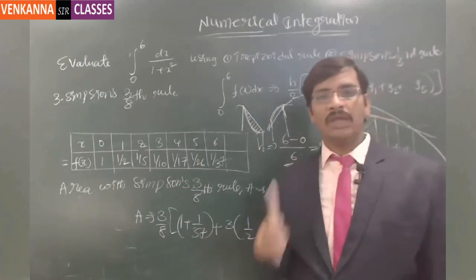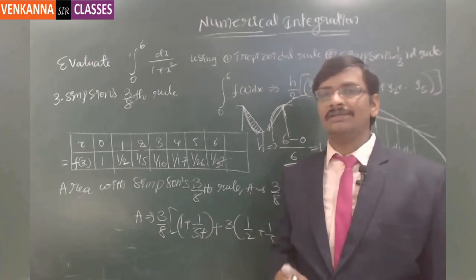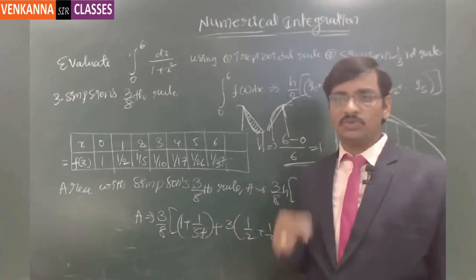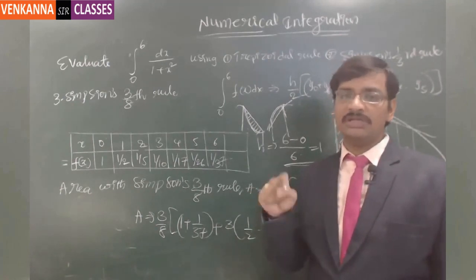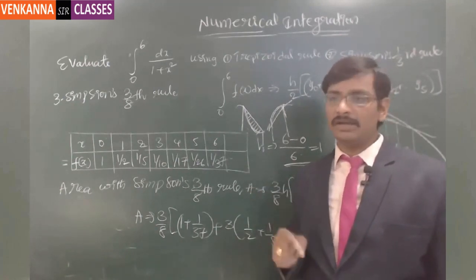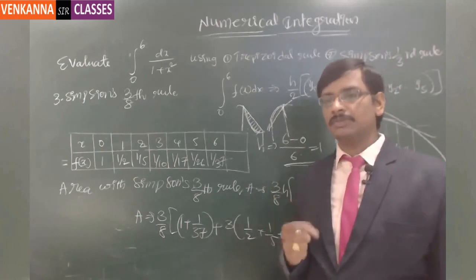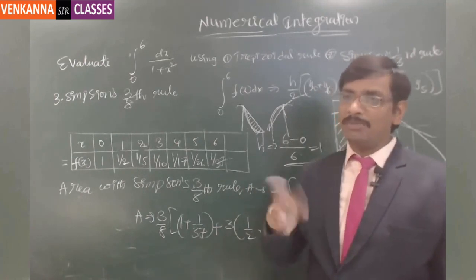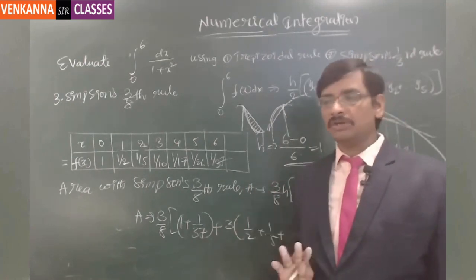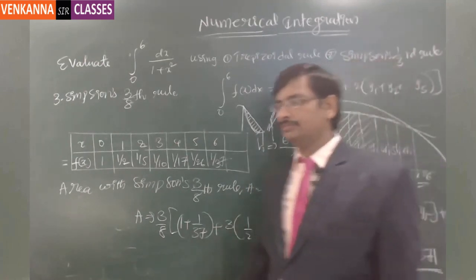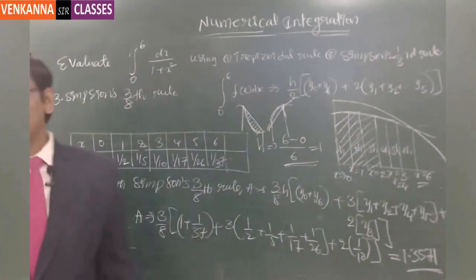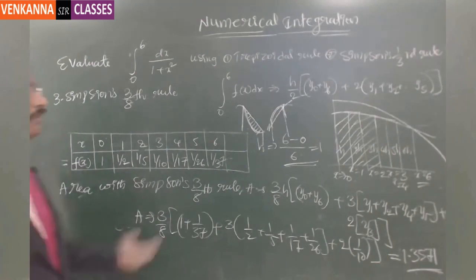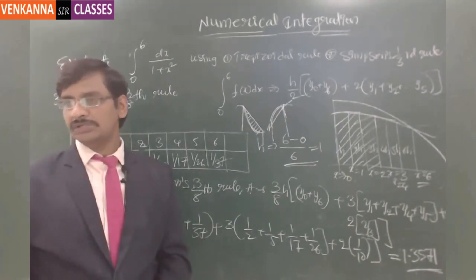But accuracy you can correlate. The accuracy is highest for the 3/8 rule, the next one is the 1/3 rule, and the next one is the trapezoidal rule. The least accurate value is the trapezoidal rule. But the quantity of area we calculated may be more or less depending upon the nature of the curve. Got it? Understood? So this is how you can calculate numerical integration with the help of Simpson's rule. Any questions on this?